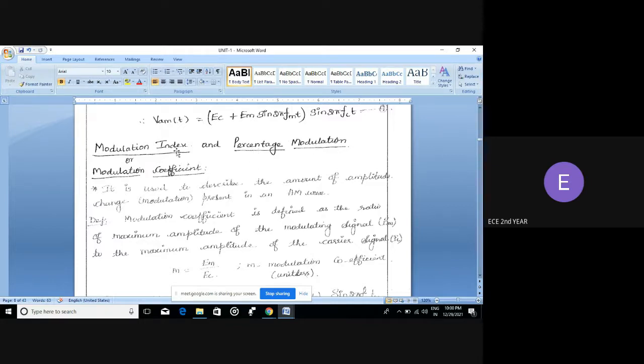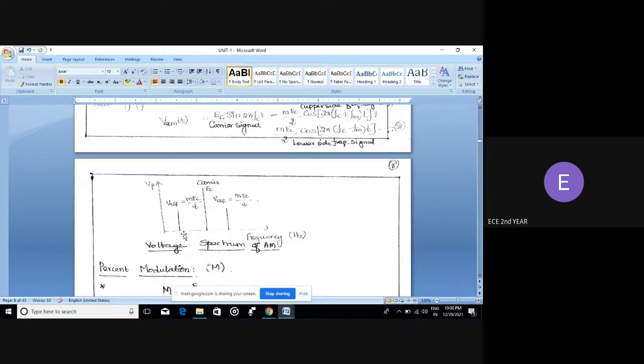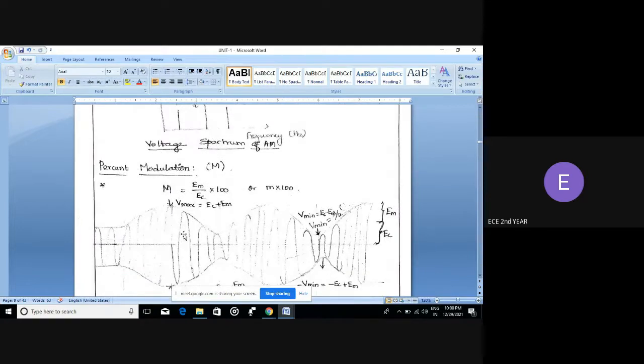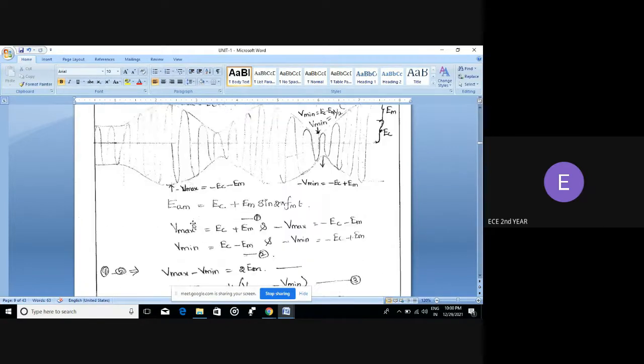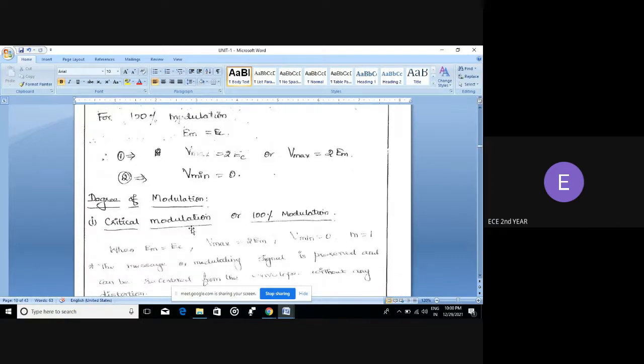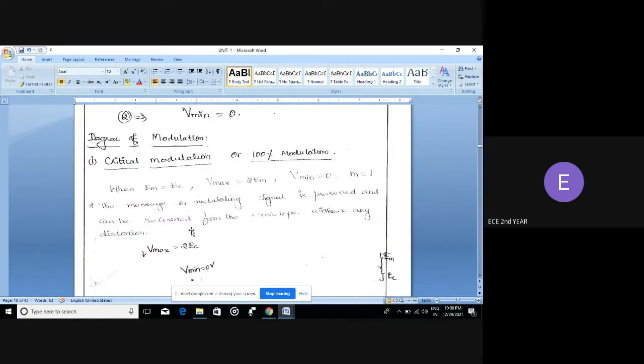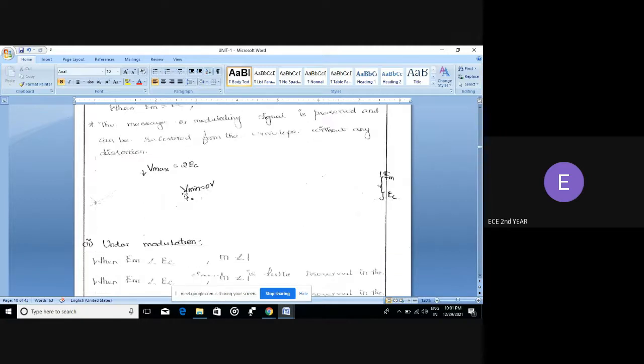So according to the modulation index value, we can define the types of modulation. There are three types of modulation available according to the value of modulation index. First, we call that critical modulation. The value for that modulation index is 100%. If EM is equal to EC, then this value is possible. 100% modulation index is possible. So if that is the case, we call that modulation technique critical modulation.